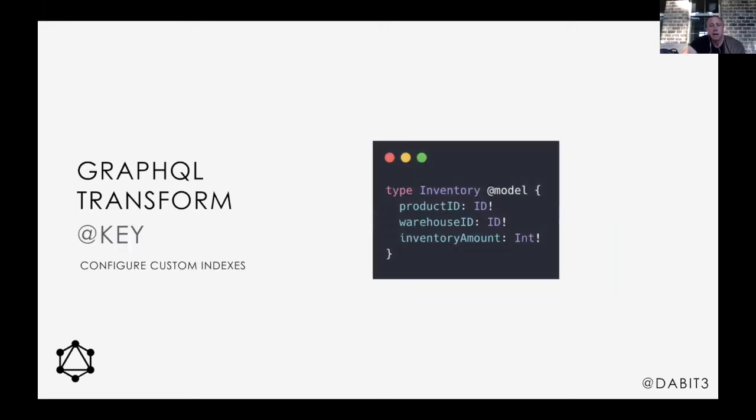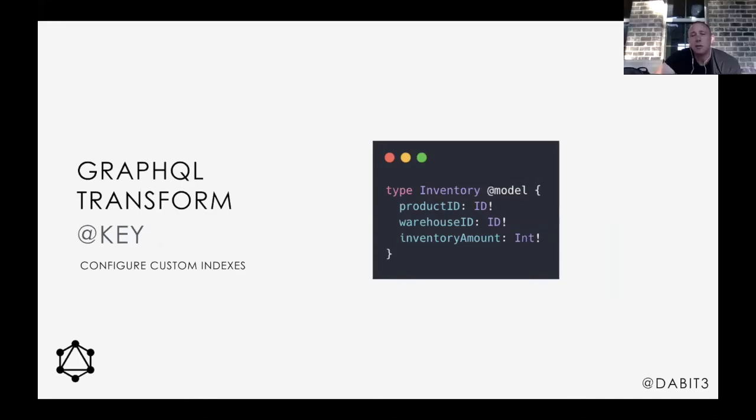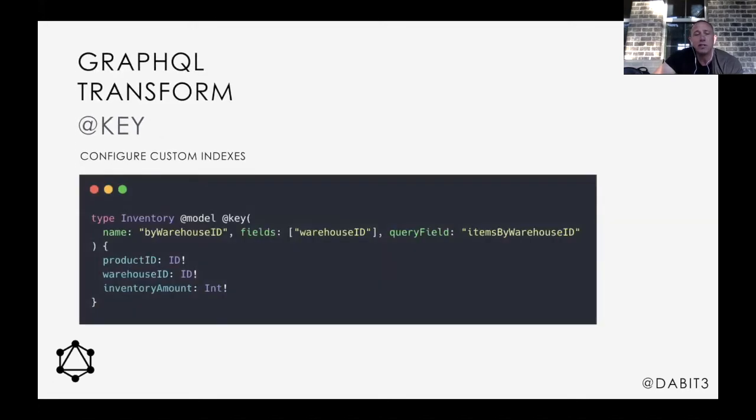The third one I'd like to talk about is @key. And this allows you, since you're using DynamoDB, to configure custom indexes on your type. So let's go back to a very basic @model. Let's say we wanted to enable another access pattern on this type. Let's say that we wanted to be able to not only query inventory by ID and list all of the inventory, but maybe we wanted to query the inventory by warehouse ID, and the warehouse ID is already a field that we're saving in the database.